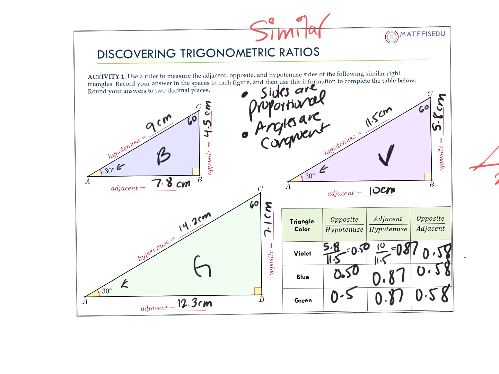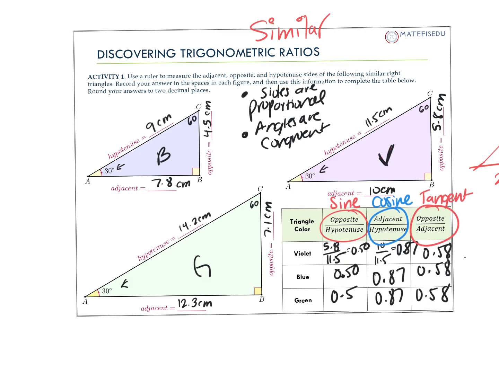Because these ratios are always equal, mathematicians gave these ratios special names. The first one is called sine, opposite divided by hypotenuse. The second one is called cosine, and they're in your calculator. The third one is called tangent, opposite divided by adjacent.